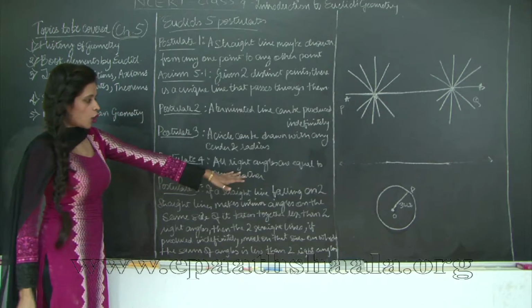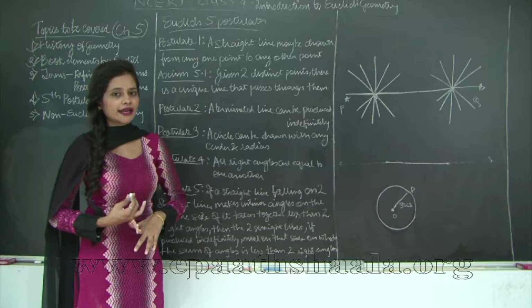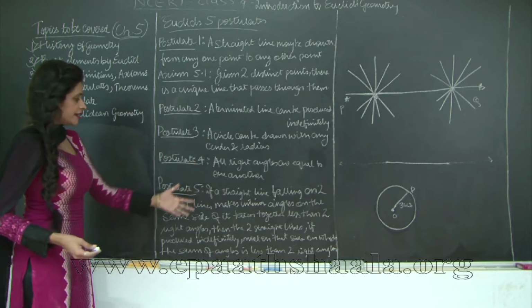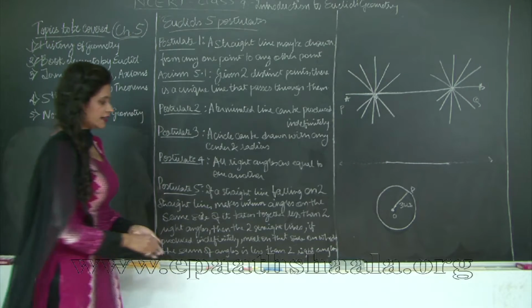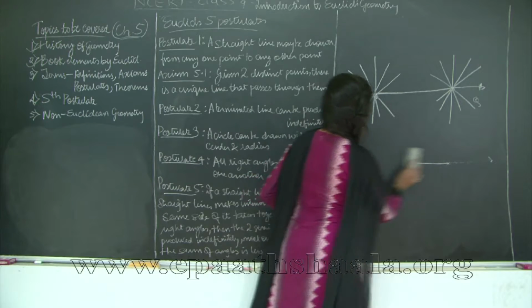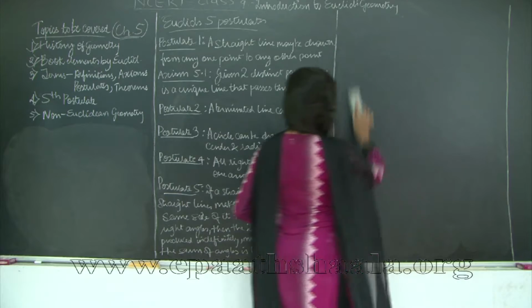The fourth postulate: all right angles are equal to one another. Obviously all right angles are going to measure 90 degrees, so obviously they are equal. We don't really need to draw a diagram for this. The fifth postulate is a very tricky one, which is why it is explained towards the end of the chapter, but let us understand what it means.